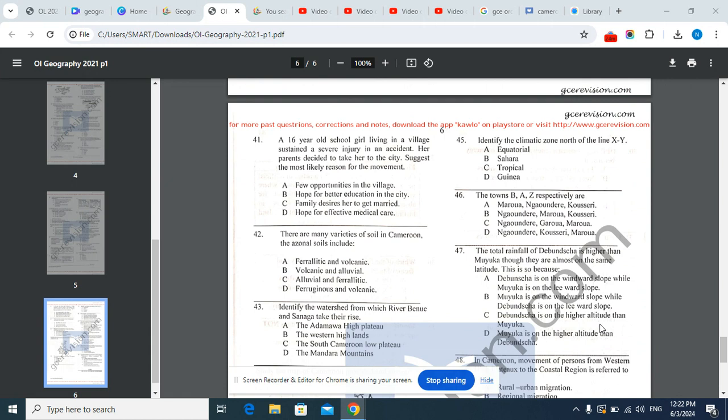Question 41. A 16-year-old schoolgirl living in a village sustained a severe injury in an accident. Her parents decided to take her to the city. Suggest the most likely reason for the movement. The answer is D.